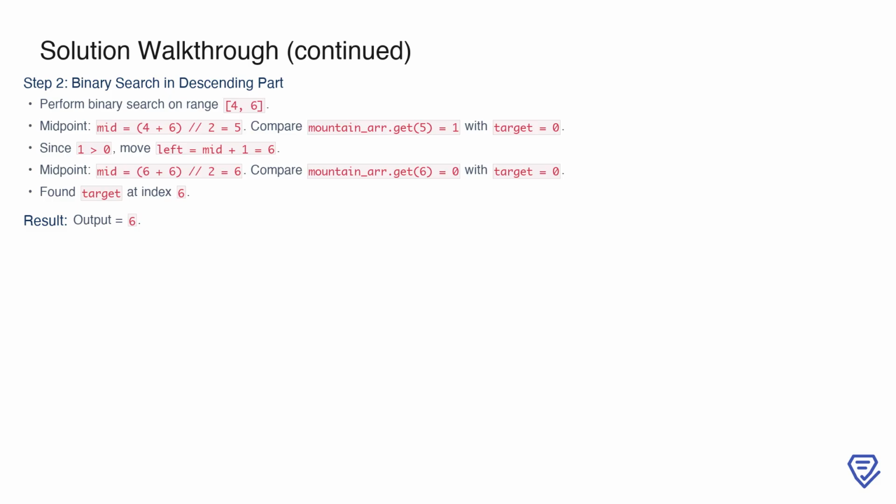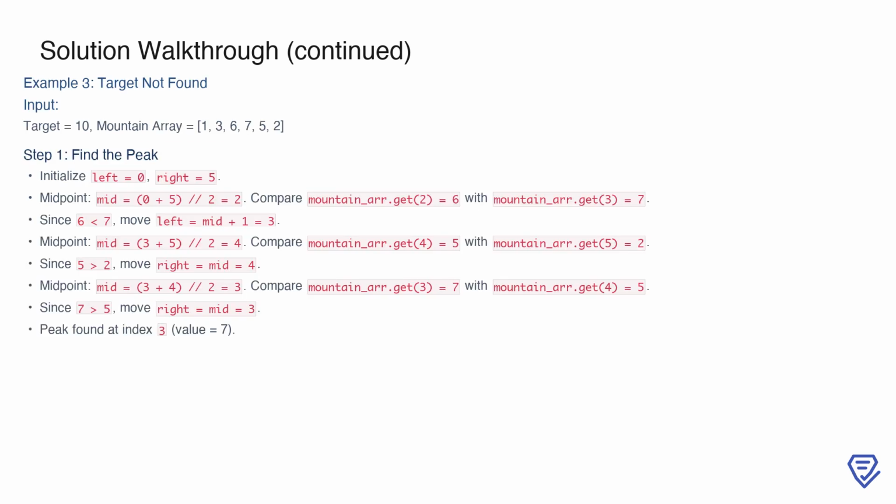The next midpoint is (6 + 6) // 2 equals 6. At index 6, the value is 0, which matches the target. Thus, the target is found at index 6, and the result is 6. In this example, the target value is not present in the mountain array. The input array is 1, 3, 6, 7, 5, 2, and the target is 10.